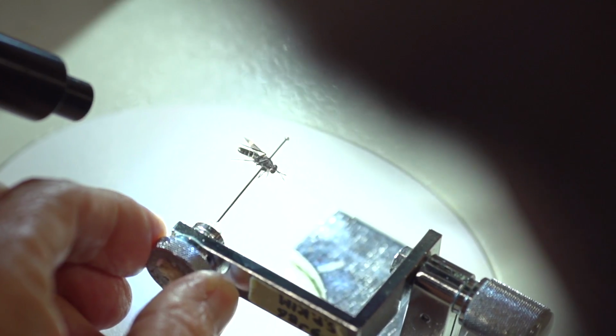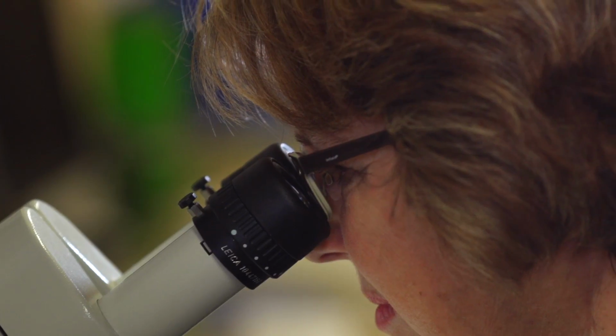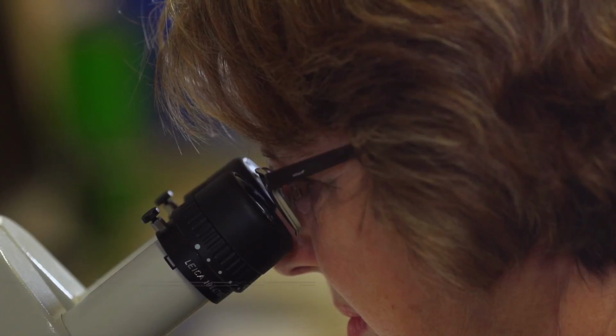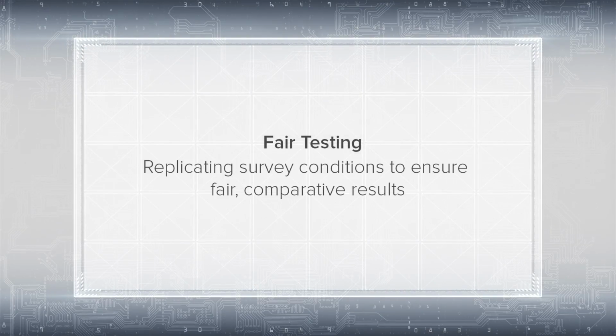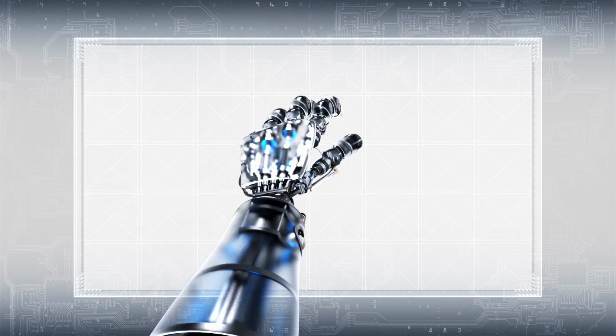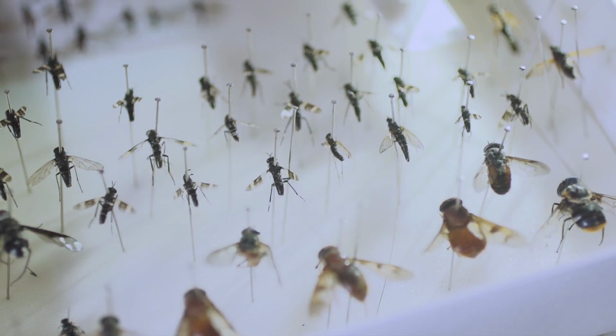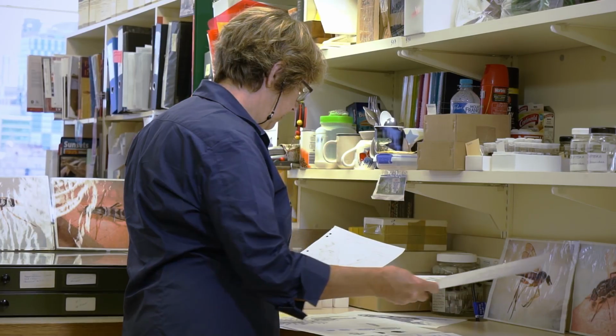Some of my work involves biodiversity surveys, and when we do biodiversity surveys, we are using fair testing. Every single thing that we do will be replicated. We will be using the same number of traps, we will be having them up for the same length of time. Absolutely everything is made sure that we are doing things in a comparative, fair way.